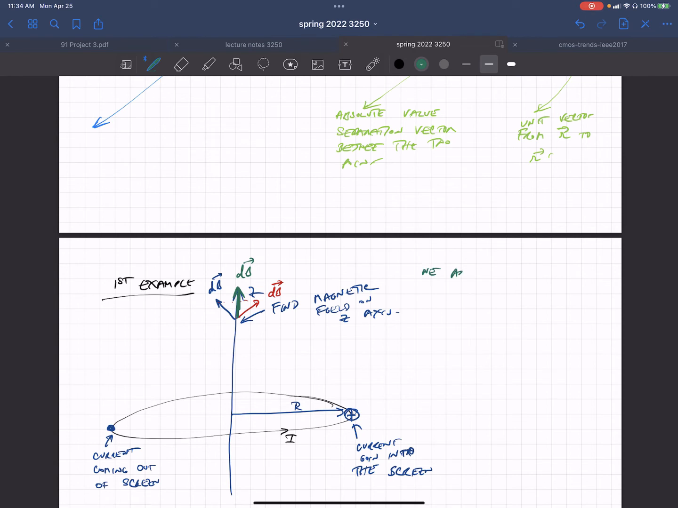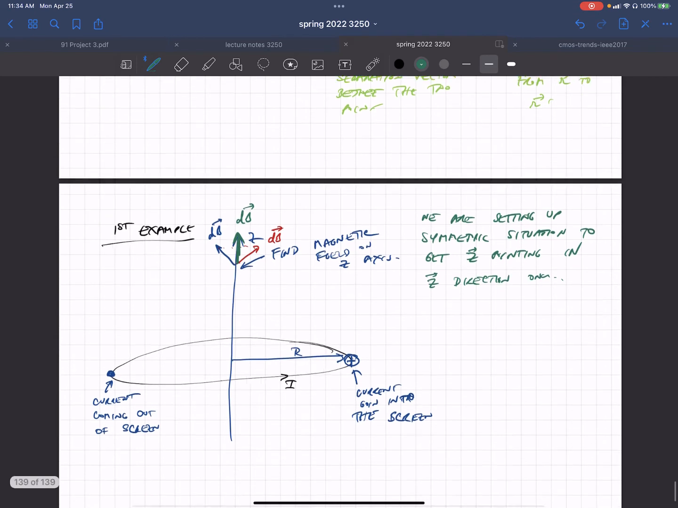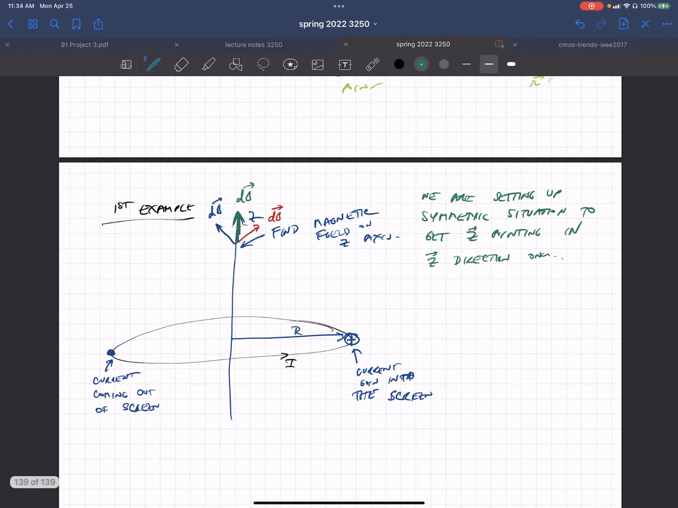We are setting up a symmetric situation to get the field pointing in the z direction only. Okay, so let's look at this now.